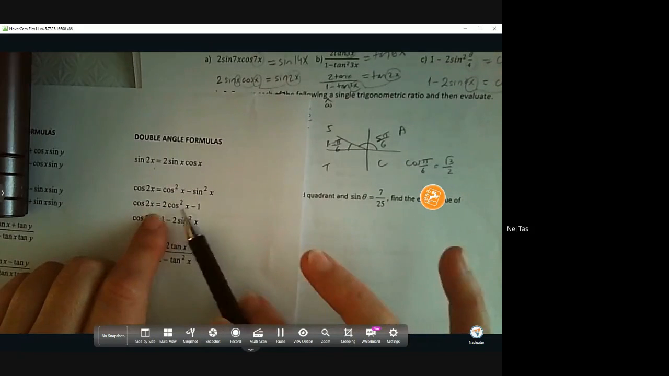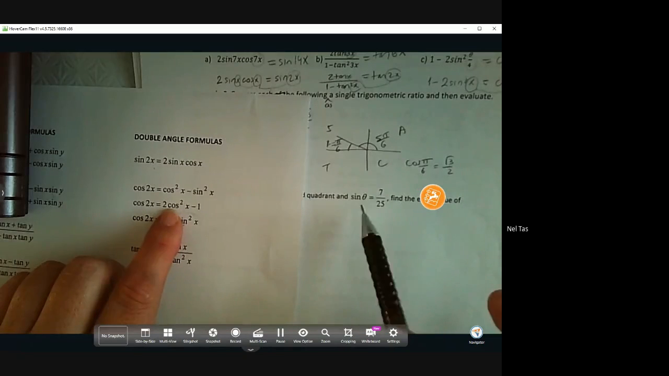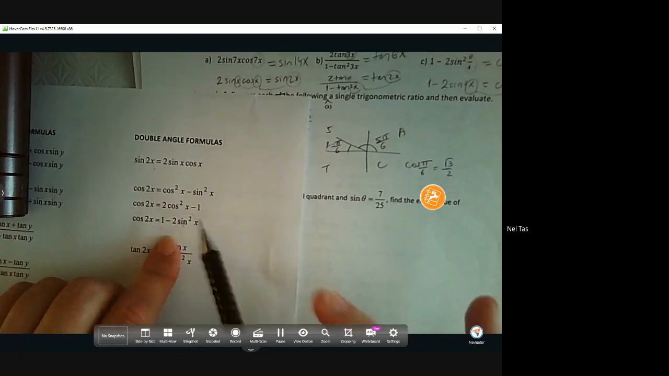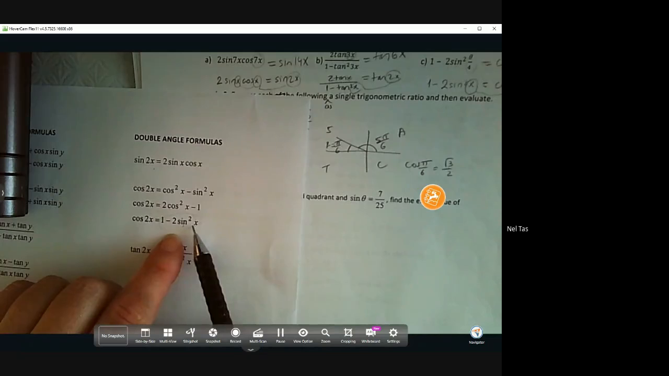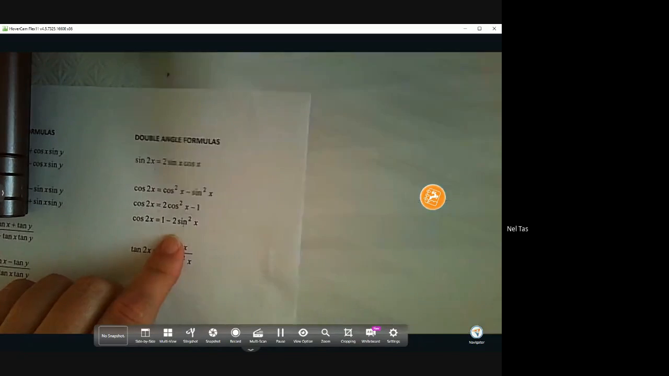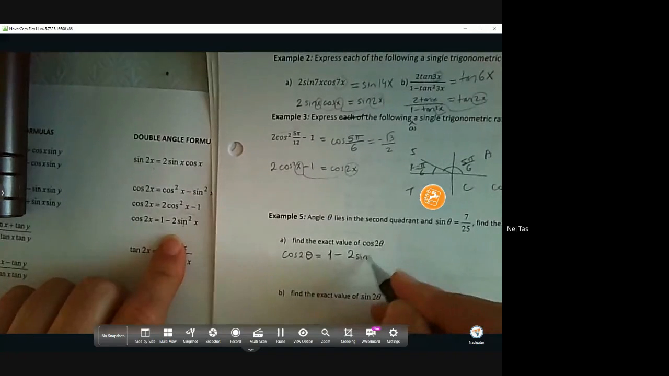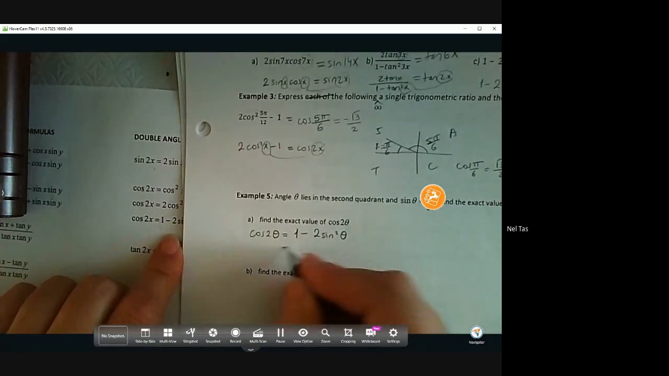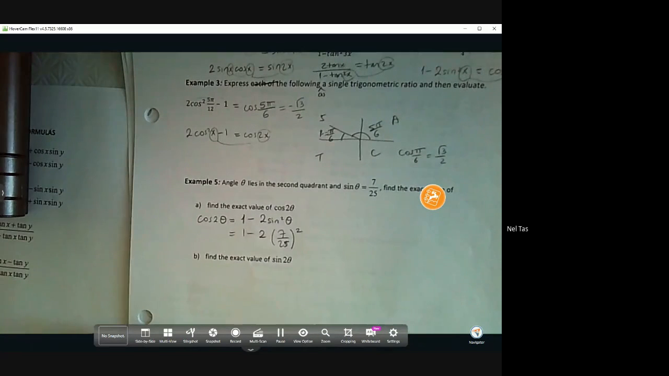If you look at the second formula, you have 2 cos squared x minus 1. But again, we don't have cos here. We could calculate it, but the easiest way would be using the third formula, 1 minus 2 sine squared x, because we already know what sine theta is. So we apply the third formula: 1 minus 2 sine squared theta. We can now put sine theta, 7 over 25, and then we need to square that.